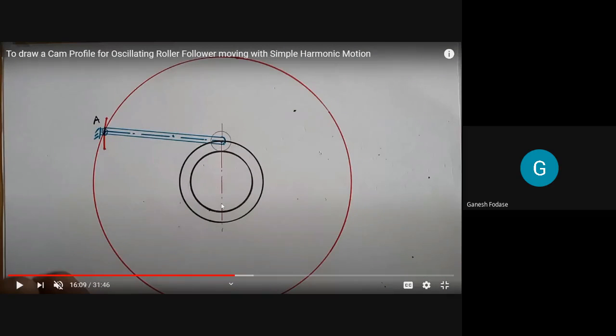Can anyone tell me what we have done here? How to get that bigger circle and how to get this follower arm length? Two circles we have drawn. Yes, anyone?